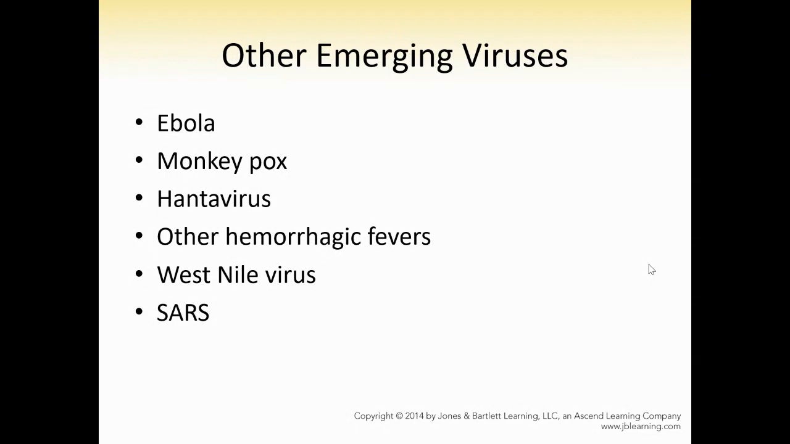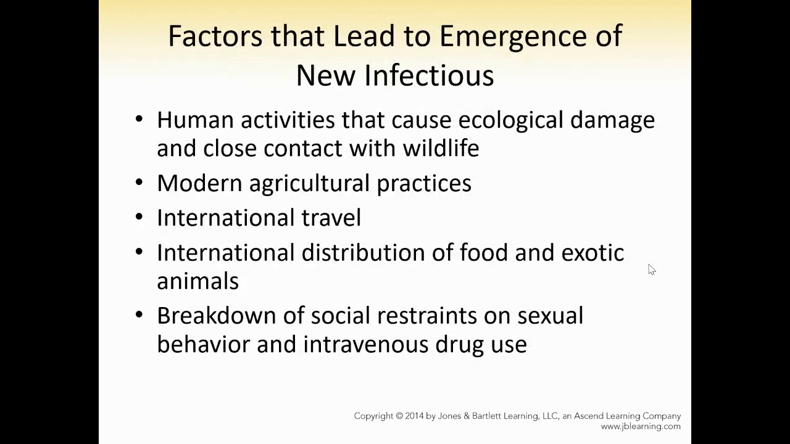Other emerging viruses include Ebola, monkeypox, the hantavirus, other hemorrhagic fevers, West Nile virus, and SARS. And as you may or may not know, COVID-19 is related to SARS. So here are some factors that lead to emergence of new infections. Human activities that cause ecological damage and close contact with wildlife, and so perhaps the disease exists in a certain wildlife or animal that makes the jump to human infection.